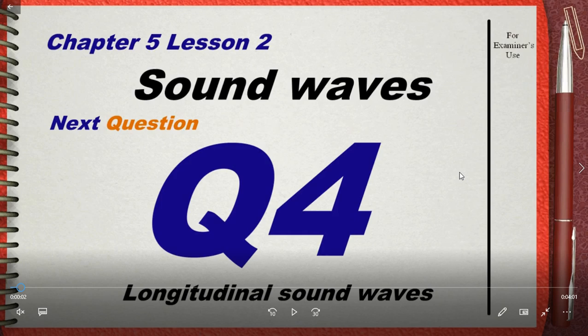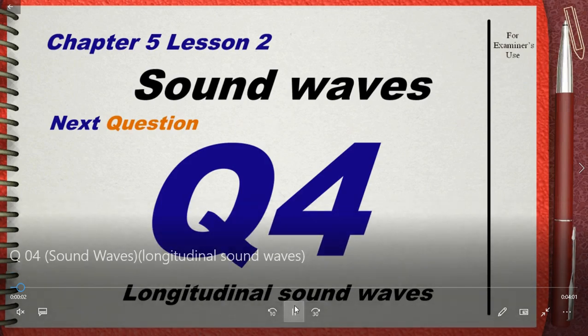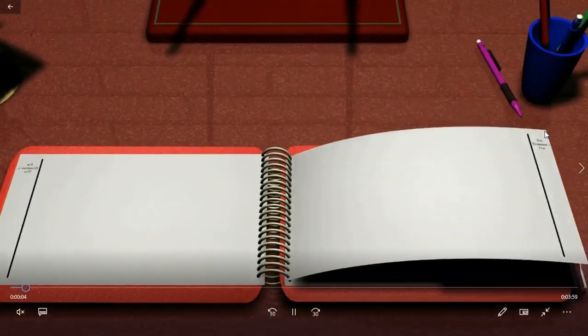Today we are going to learn about sound waves part 4. The lesson objective for today is to learn 4 different types of past paper questions regarding sound waves, and the techniques of how to write the answers on the answer script in the given space. Right, so let's begin our class for today.